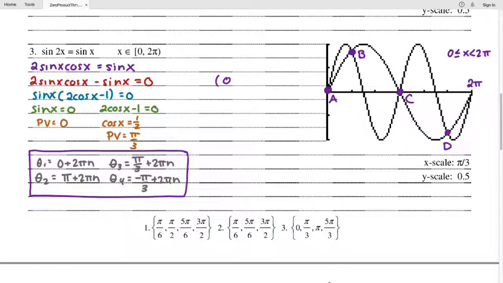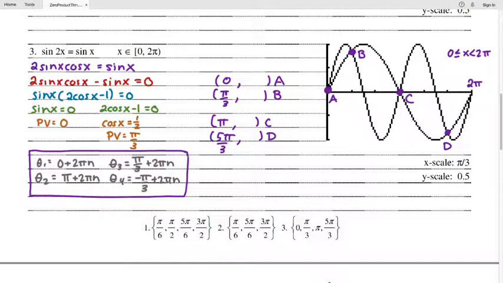The first one is 0, okay? 0 radians, that's going to be point A. All right, next we would end up with pi over 3. That would be point B. And then after that, we'd get pi when n is 0 from that second general solution equation. And then the last solution is going to be if we take theta 4, the fourth equation, and make n 1. That's going to yield 5 pi over 3. And that's our fourth point, D.